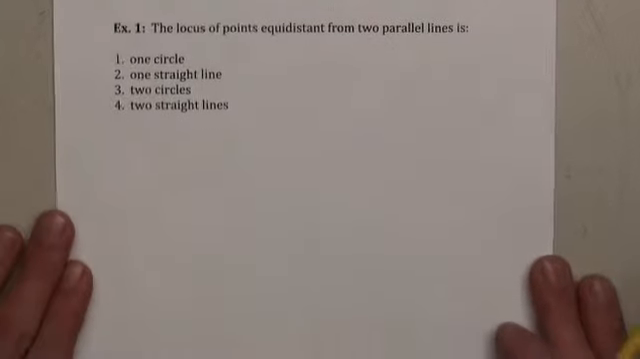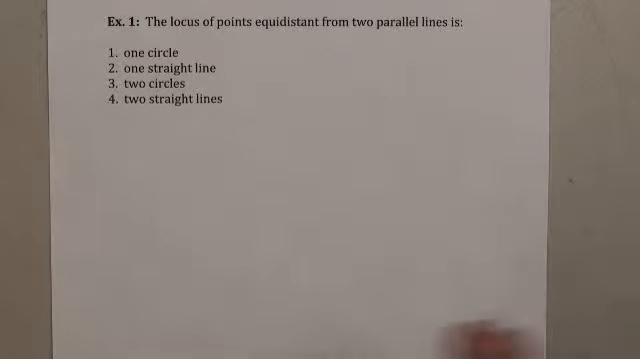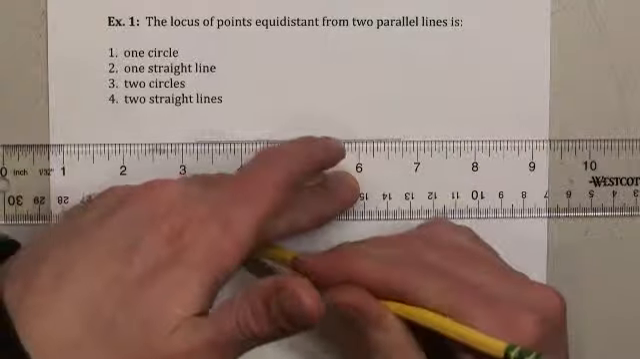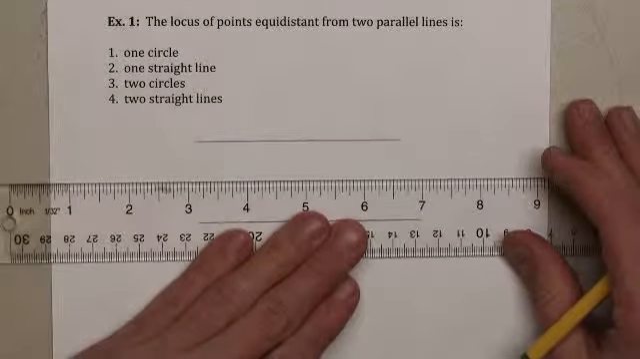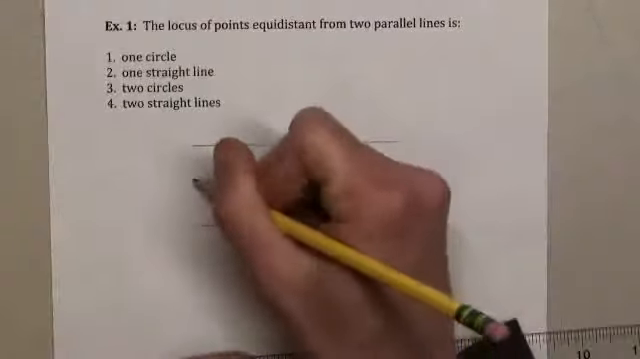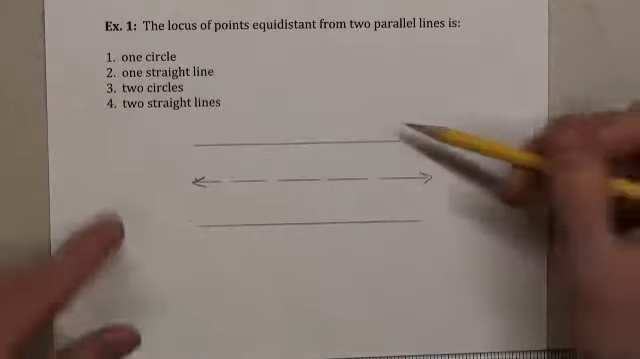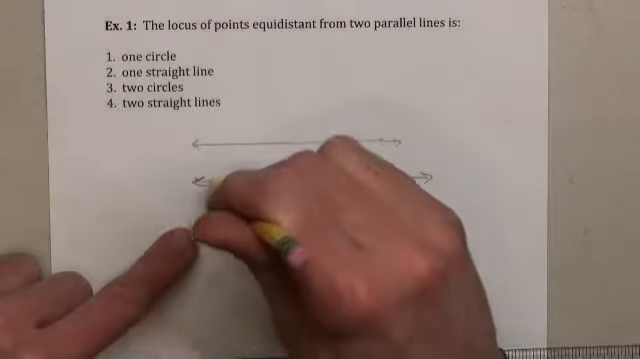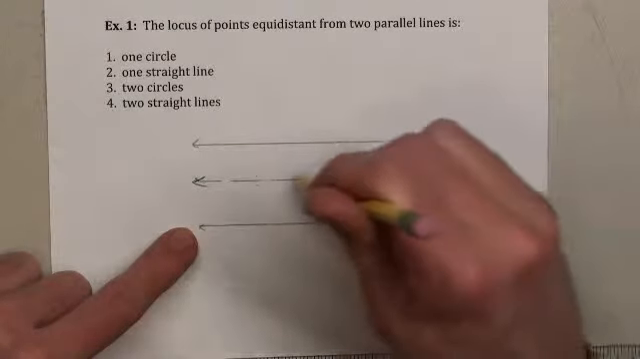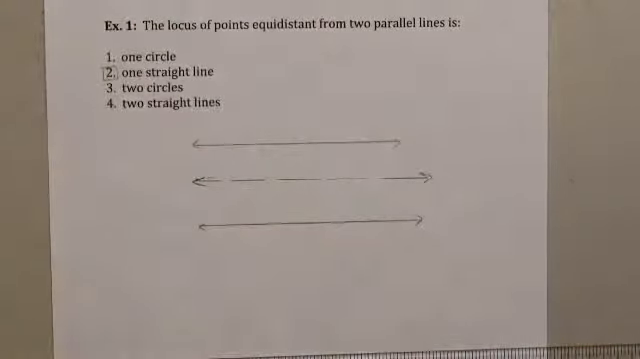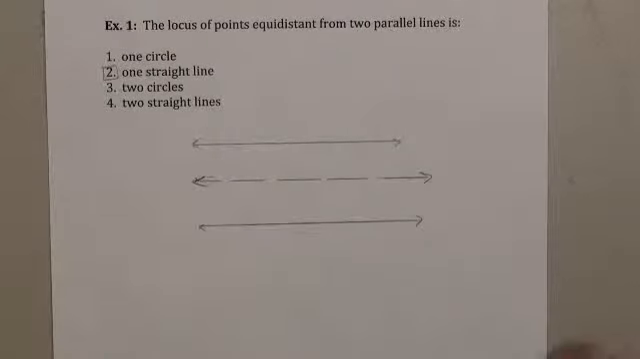Now let's look at example 1. The locus of points equidistant from two parallel lines. Alright, this is what we're doing. Let's just draw another example of it. These are two parallel lines, the one on top and the one on bottom. The locus of points is a line directly between them, a parallel line directly between them. So one straight line. Okay? Let's go to the next page.